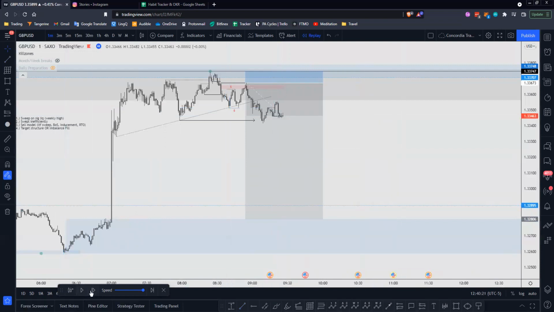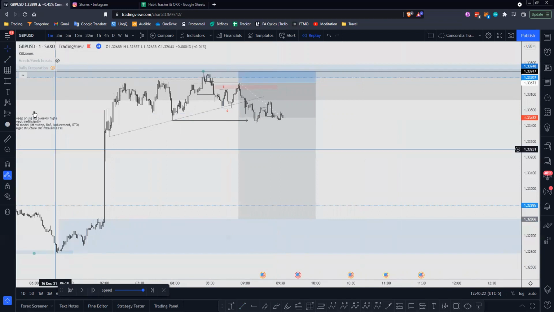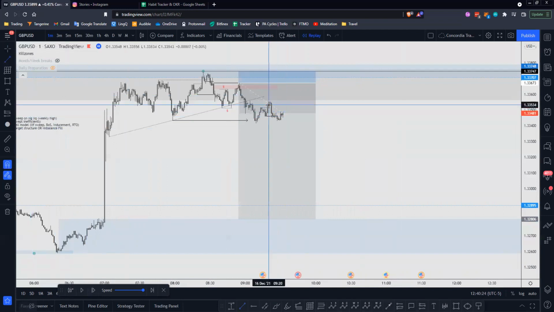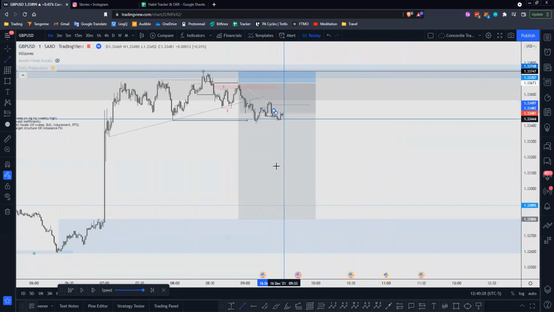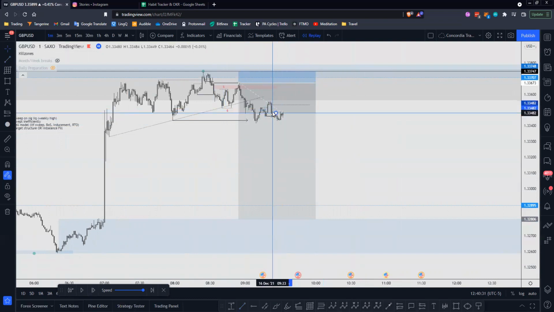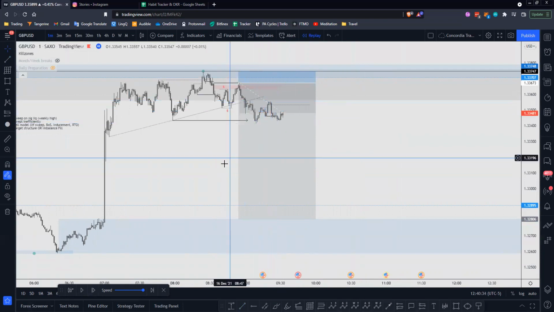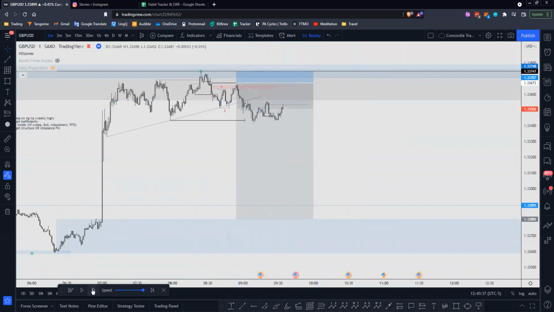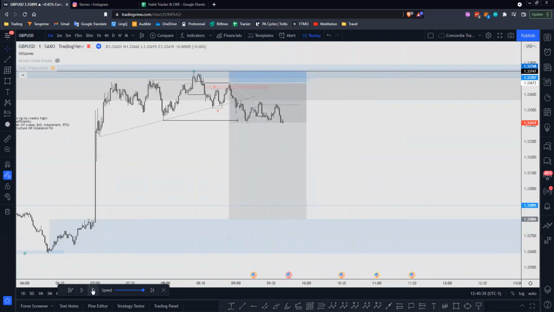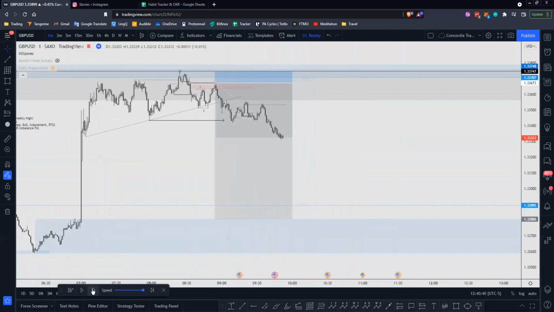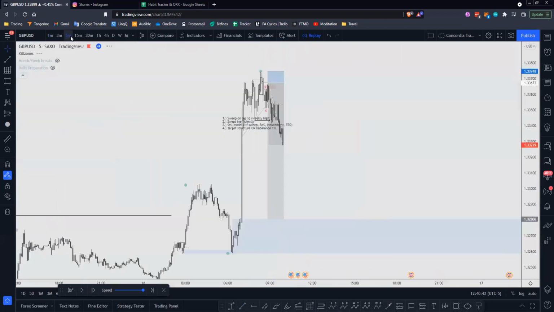Okay, swept, broke structure. So any return back up to here can be taken probably with a little bit of sweep. I wouldn't take this because this didn't break this low here. So this is considered a weak high because that didn't break. But let's see if it respects. It does. And yeah, let's see the result here.